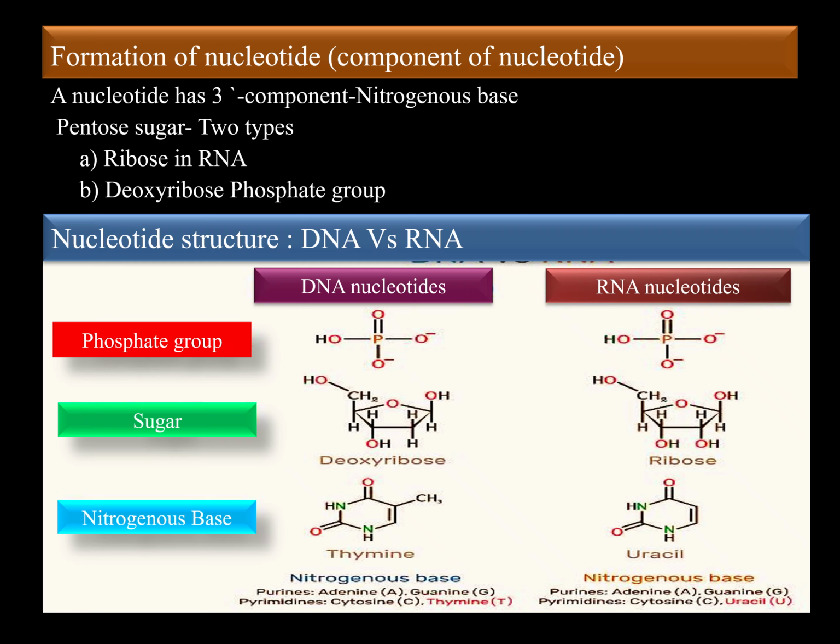In RNA, the sugar is ribose. In DNA, the sugar is deoxyribose. The phosphate group is attached to the sugar, and the nitrogen base is also attached to the sugar. So the nucleotide structure differs slightly between DNA and RNA, mainly because of the sugar and one base difference, thymine versus uracil.